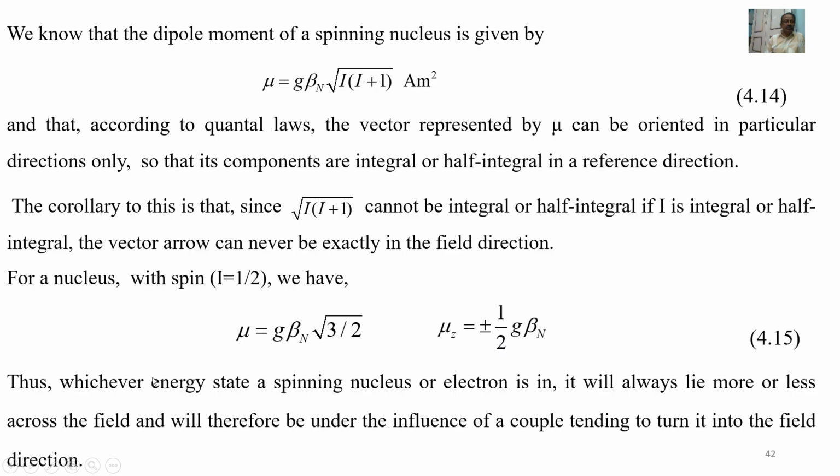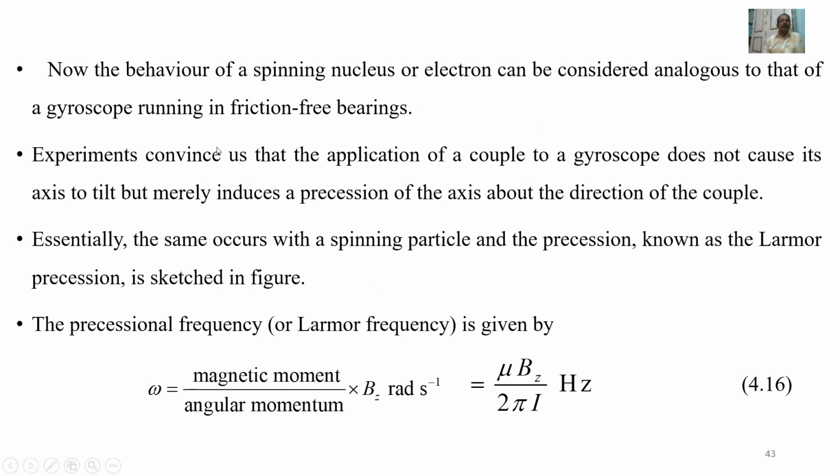Thus, whichever energy state a spinning nucleus or electron is in, it will always lie more or less across the field and will therefore be under the influence of a couple tending to turn it into the field direction. Now, the behavior of a spinning nucleus or electron can be considered analogous to that of a gyroscope running in friction-free bearings. Experiments convince us that the application of a couple to a gyroscope does not cause its axis to tilt but merely induces a precession of the axis about the direction of the couple.